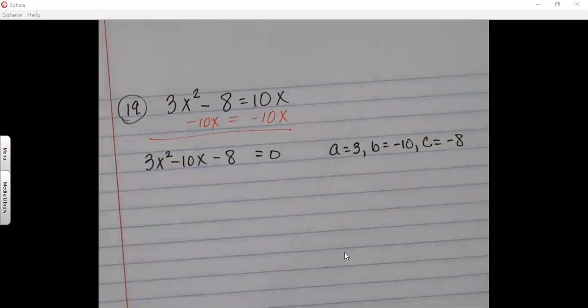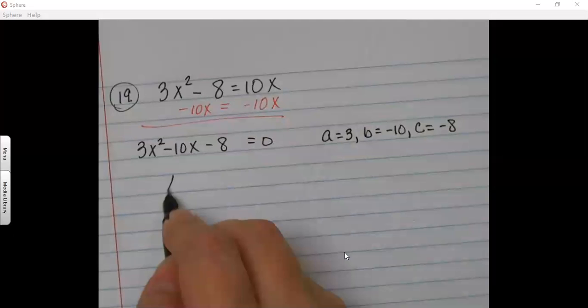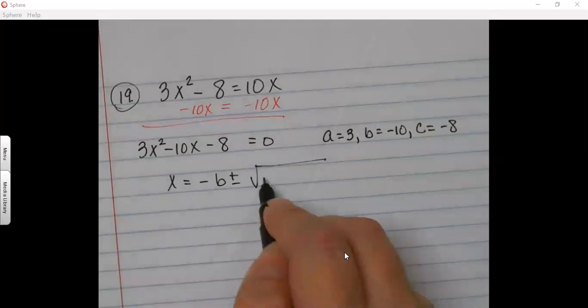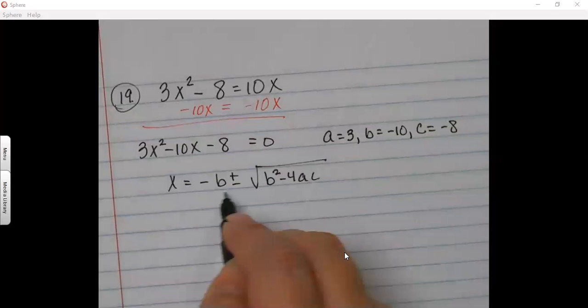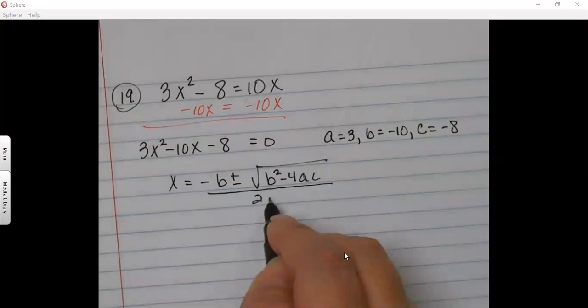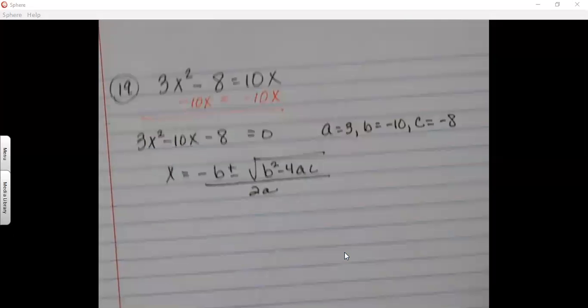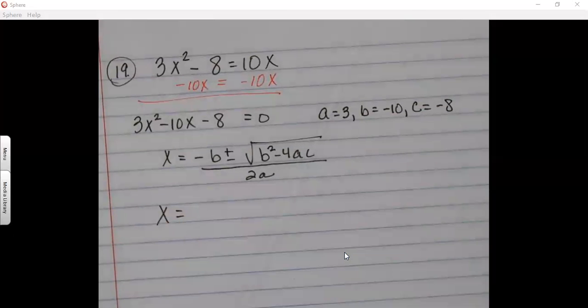So we are using the quadratic formula. X equals negative B plus or minus square root B squared minus 4AC all over 2A. Am I going to give you the quadratic formula on the test? No. Okay. So we don't ever plug anything in for X. That's what we're trying to find when using the quadratic formula.